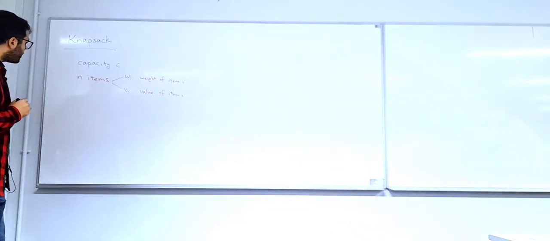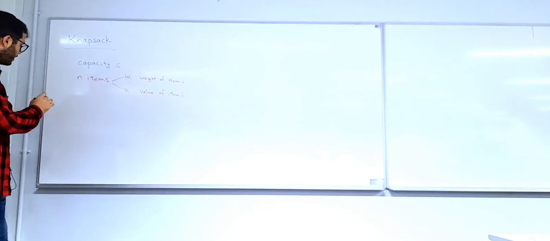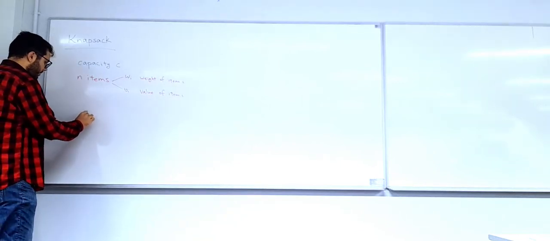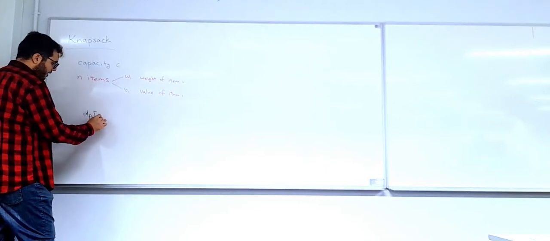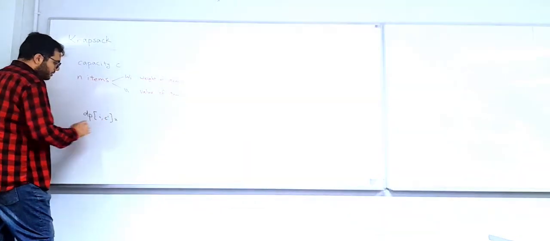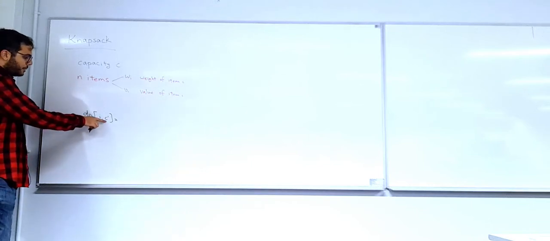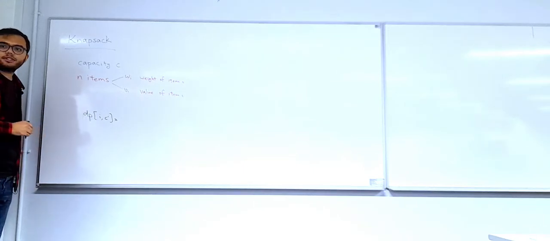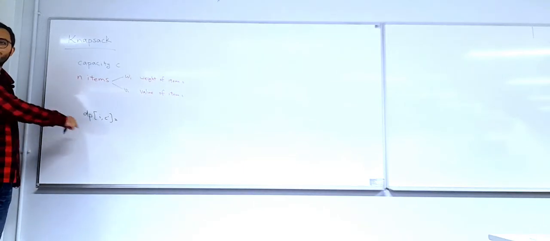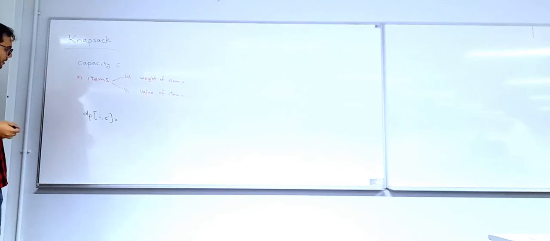Now, I'm pretty sure you've seen how to solve this using dynamic programming before, but I'm just going to go over it because we will talk about some other ideas here as well. So let's say that I define dp of i and c prime to be the maximum amount of money that I can make if I have a knapsack with capacity c prime and I can only use the first i items. So now, how would we solve this?